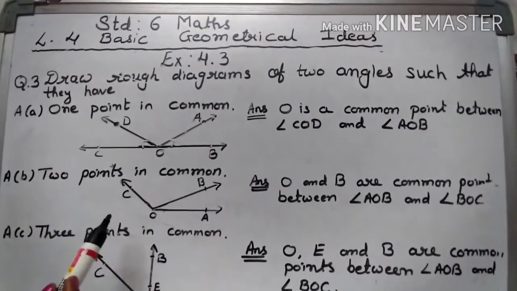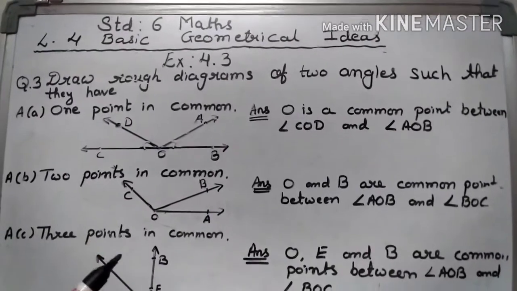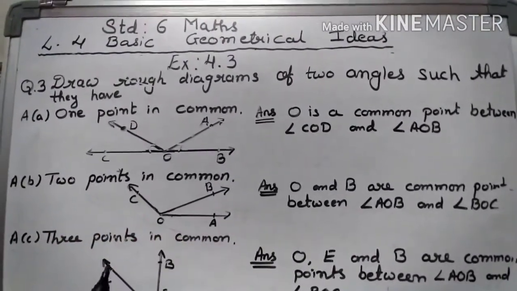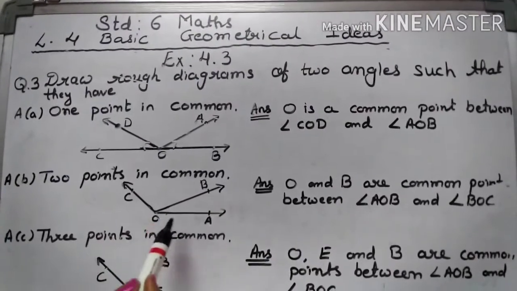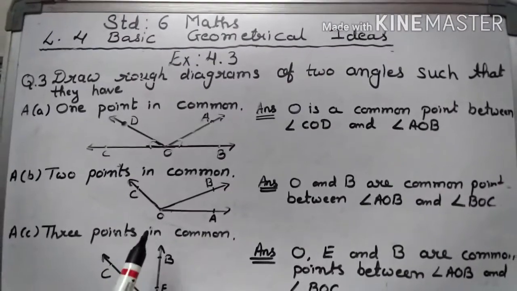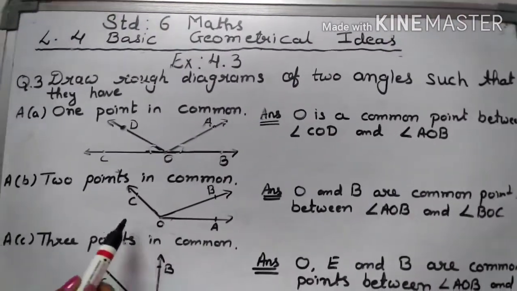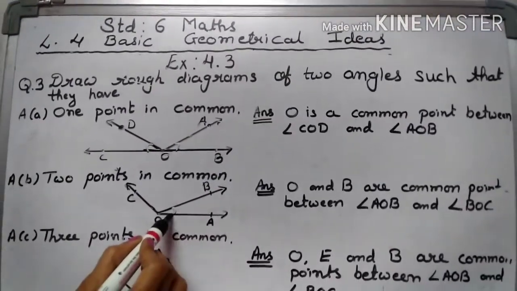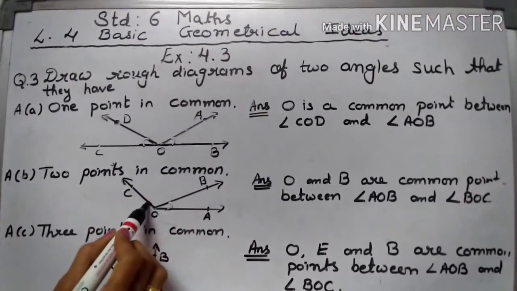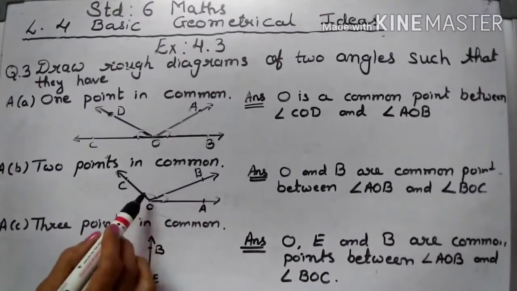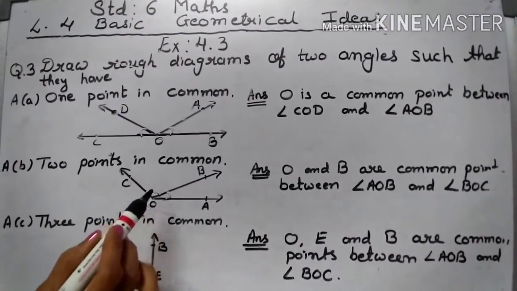Now here also you have to draw a rough diagram of two angles which has 2 points in common. Look here. Here I had drawn one rough sketch, rough diagram of two angles. Here is one angle AOB and angle COB, this is a second angle. Here are the two angles with two common points.